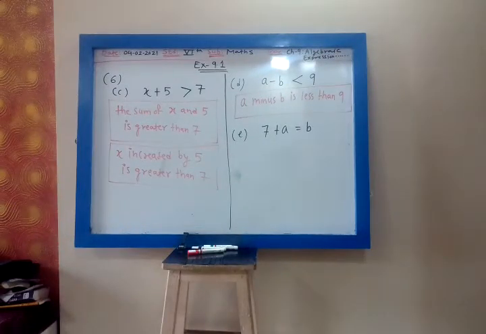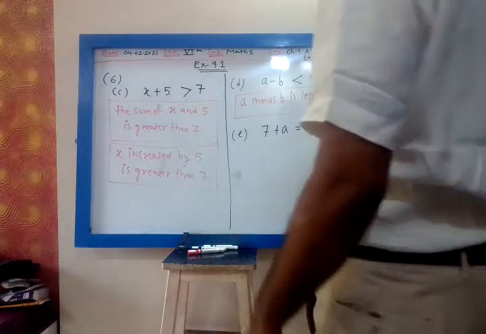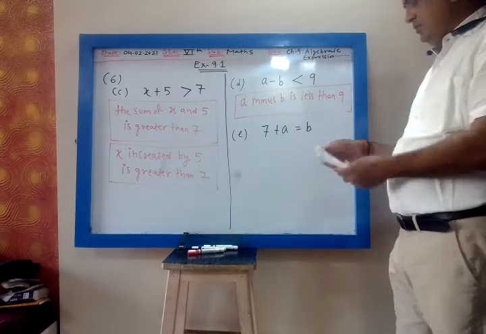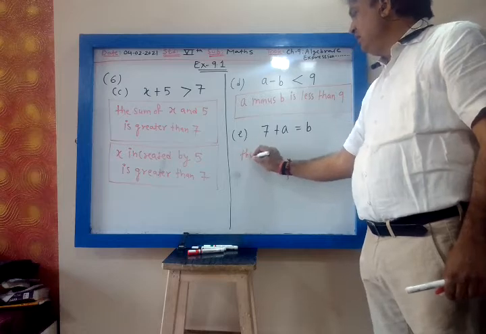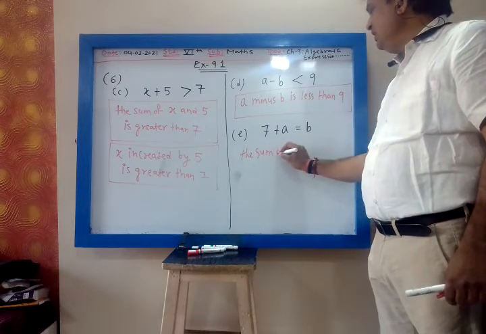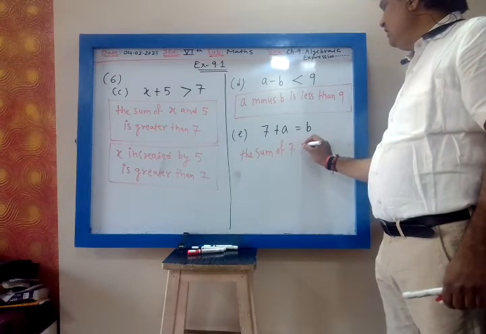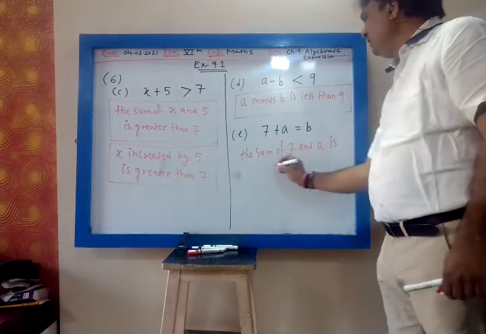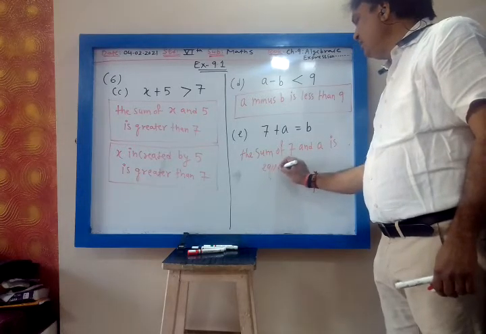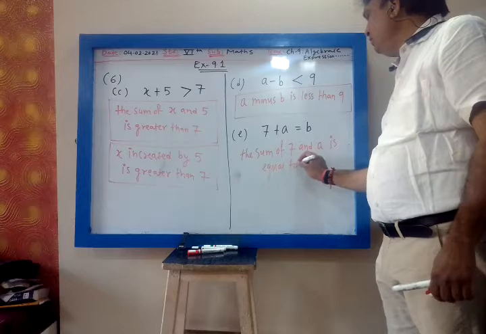7 plus A is equal to B. What do you mean by plus? Sum. So we write the sum of 7 and A. The sum of 7 and A is equal to B.